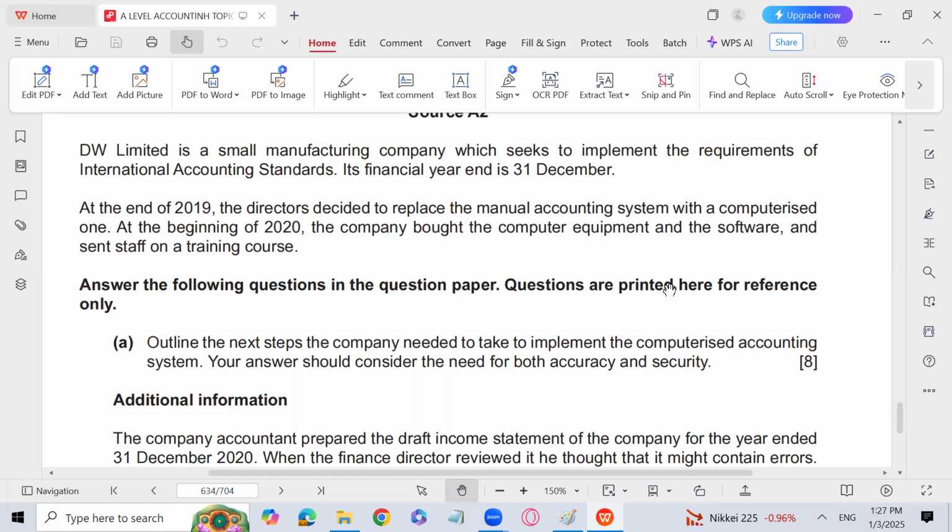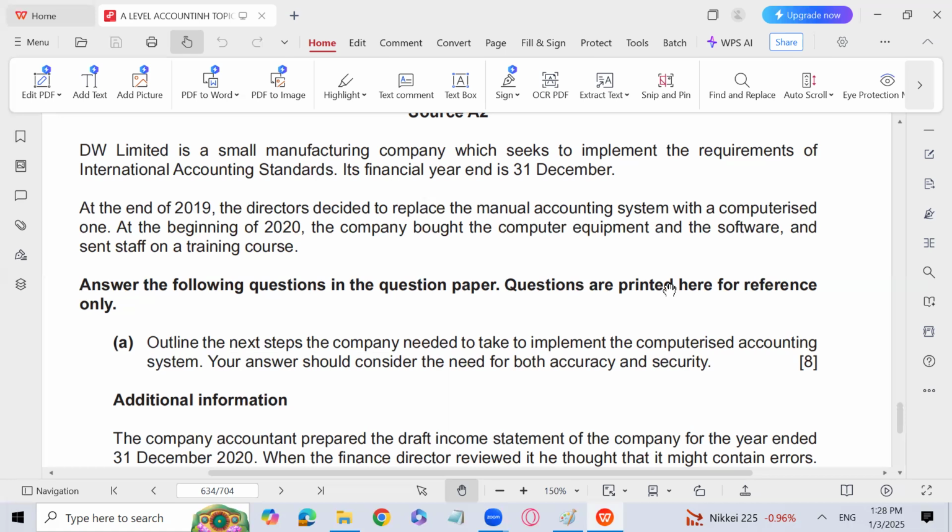So this is the first time that the examiner has asked us to write the steps to convert the manual system into a computerized accounting system. Though normally this is not a main part of your course, now it has come in the paper and 8 marks are there. So it means that you have to give at least 8 points to cover it, right? So the company needs to select a specific date for the transfer. Means whenever the manual system is transferred to the computerized accounting system, you have to fix the date.